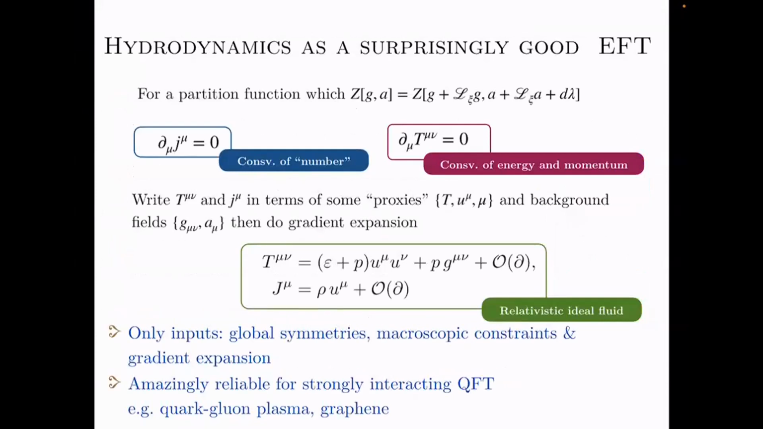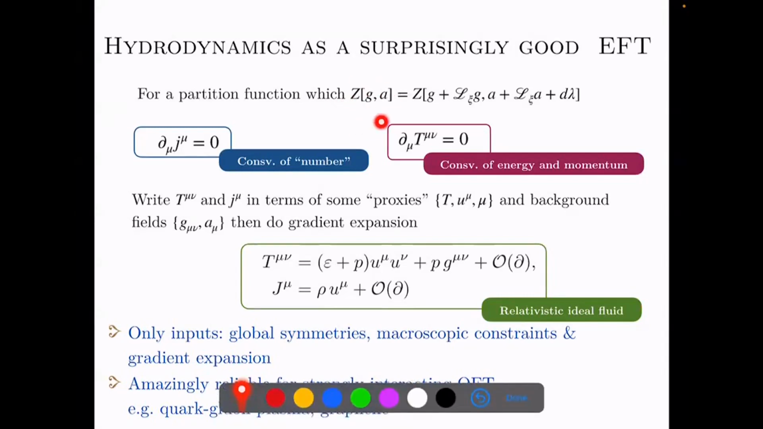Just to make sure we are on the same page, let me introduce some notation. This is what hydrodynamics looks like. You write down a partition function, a functional of the metric and some gauge field A, let's say U(1). If it's invariant under diffeomorphism and gauge transformation, you have a conservation of number and conservation of T^{μν}. Hydrodynamics essentially amounts to expressing these conserved quantities in terms of proxies, the conjugates of the conserved currents: 1/T is the conjugate of energy, u is the conjugate of momentum, and μ is the conjugate of the density, along with the background fields.